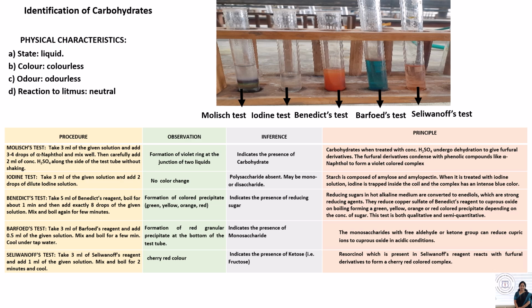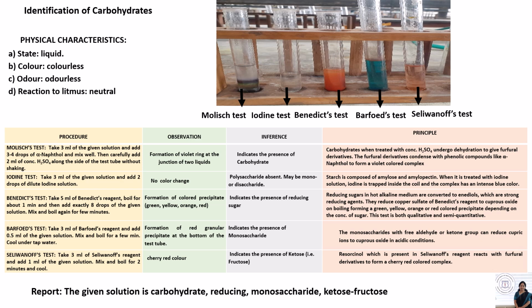Now we get to know that it is a monosaccharide. So next identification is to know whether this monosaccharide is an aldo sugar or a keto sugar. So we need to perform Seliwanoff's test. So we get to see cherry red color here. This is a light cherry red color. Now this indicates the presence of ketose, that is fructose. So what's the principle behind this test? Resorcinol, which is present in Seliwanoff's reagent, reacts with furfural derivative to form a cherry red colored complex. So how to report the sample? So the given solution is carbohydrate, reducing monosaccharide, keto sugar, and thus ketose is fructose.